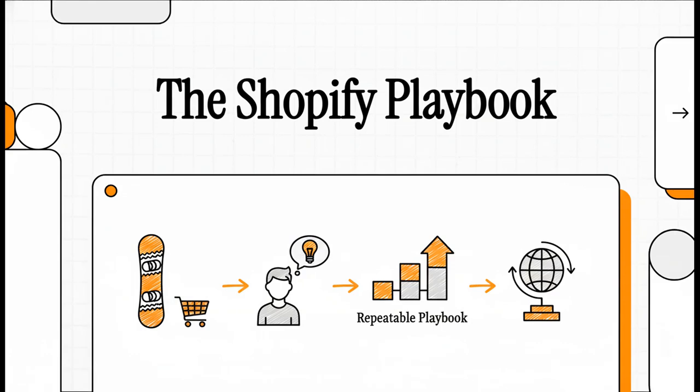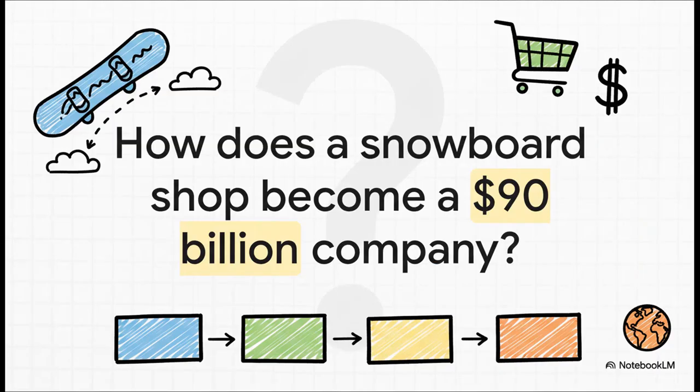When you look at a giant company like Shopify, it's easy to just think, wow, how on earth did they do that? It feels like this totally unique one in a billion story. But what if it's not? What if their incredible journey wasn't about luck, but about following a blueprint anyone could use? Because that right there is the real question.